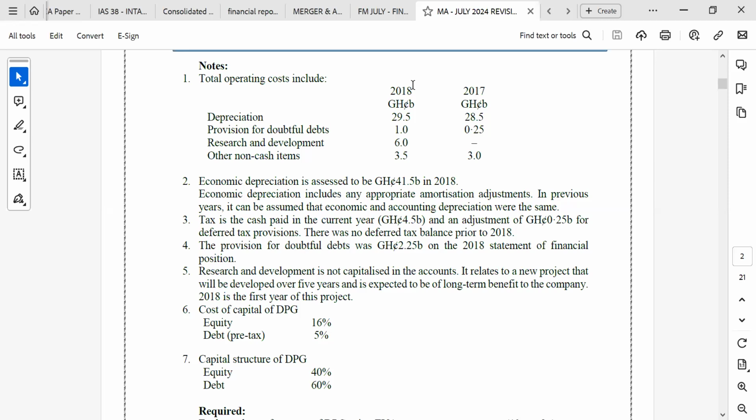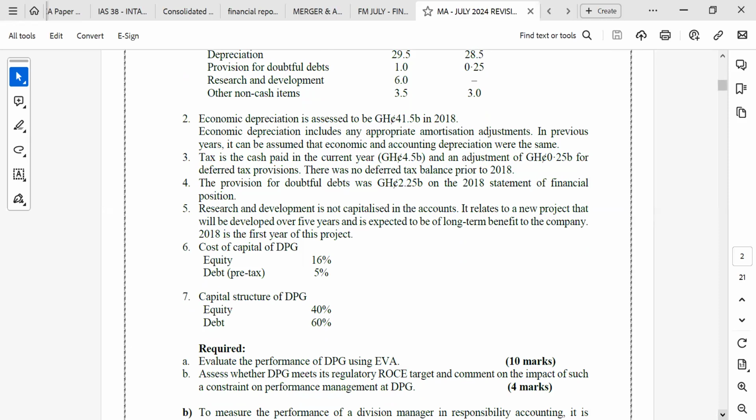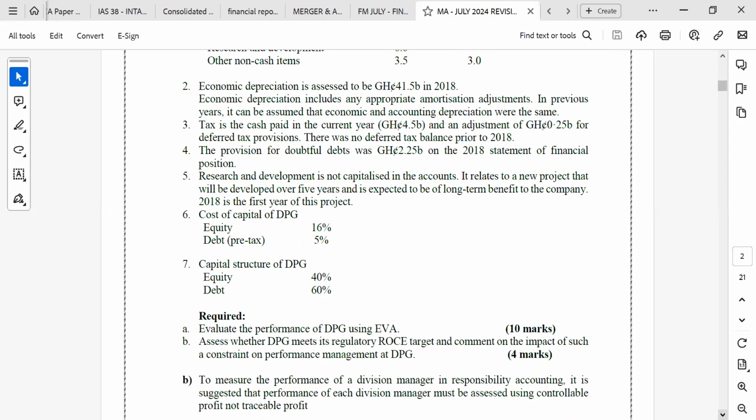6. Cost of capital of DPG. So we have equity, 16%, and then debt, that is pre-tax, 5%. 7. Capital structure of DPG. We have equity to be 40% and debt to be 60%. Required. Evaluate the performance of DPG using EVA. B. Assess whether DPG meets its regulatory rules, targets, and comment on the impact of such a constraint on performance management at DPG.